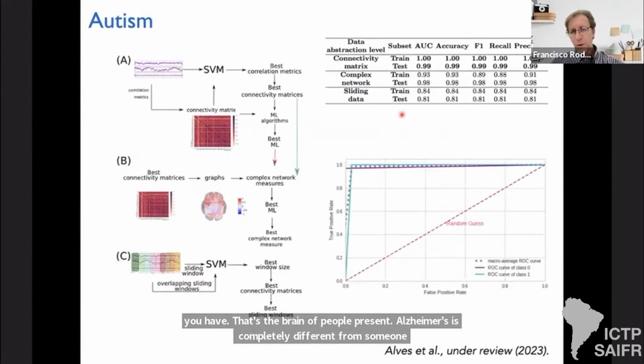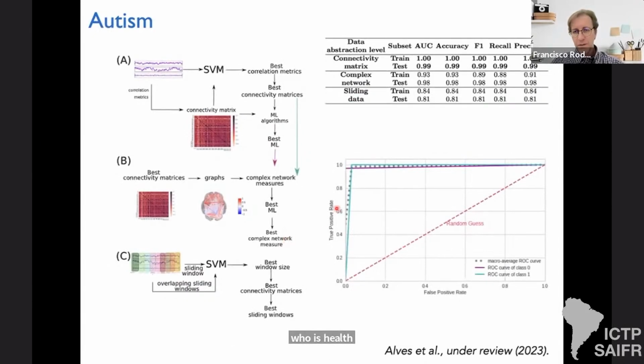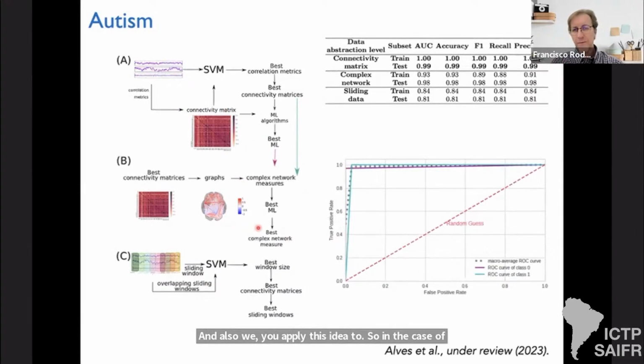And also we will apply this idea to autism. So in the case of autism, we also have data for about 500 people. And when you extract several network properties, an important point here is how to construct the connectivity metrics. For example, you use different approaches like Pearson correlation, Granger causality, and some other measures of causal inference. And we verify that following this idea, we can have a very accurate prediction of this mental disorder.